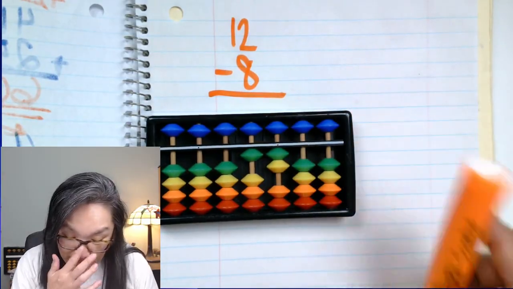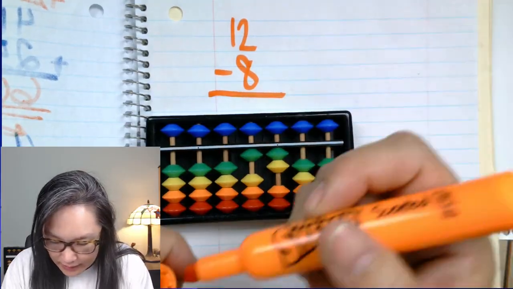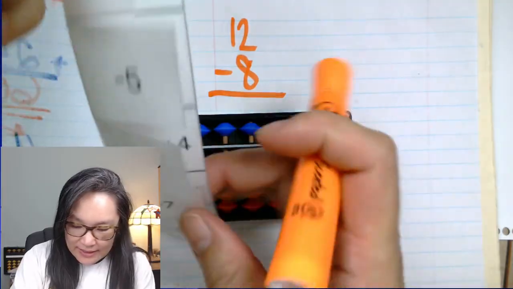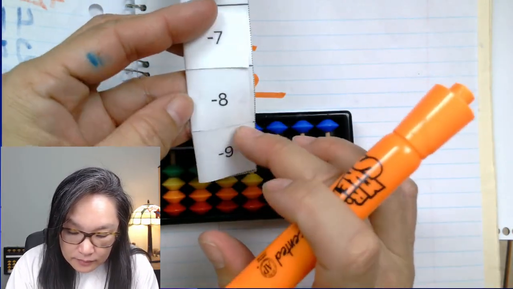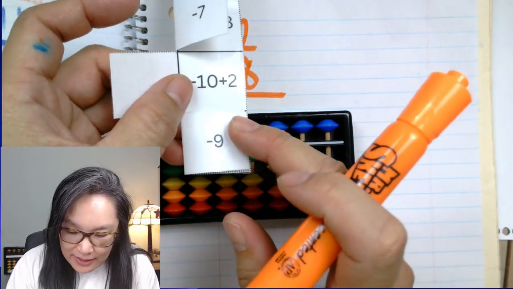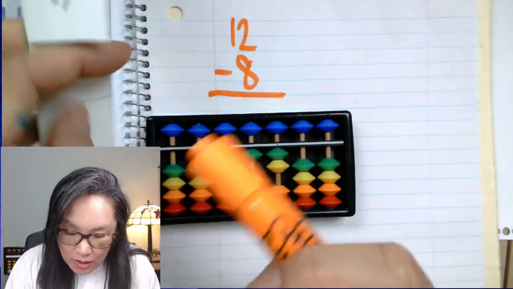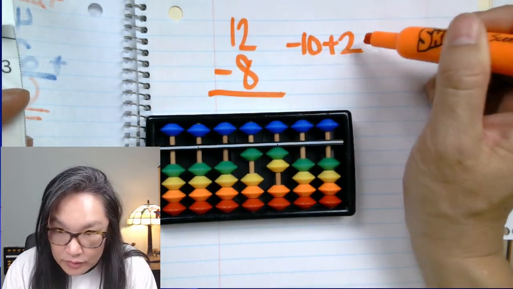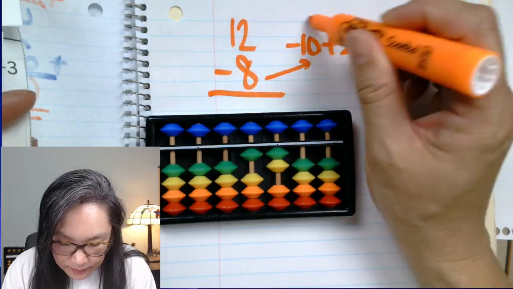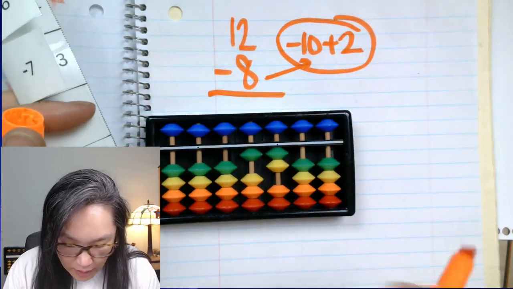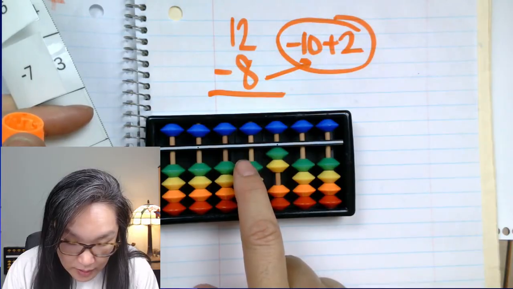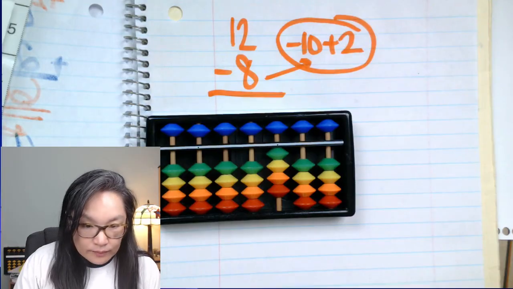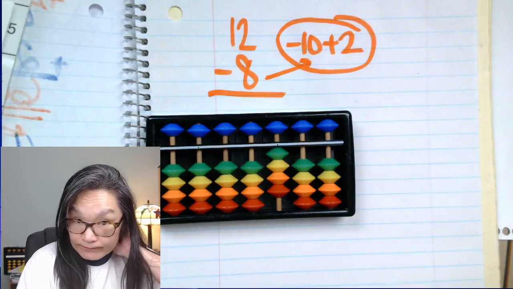But to take away the 8, our formula is, where's our formula? Minus the 8 is minus the 10 plus the 2. So I'm going to minus the 10 plus the 2. That's what this is. So we're going to substitute that. I'm going to take away the 10 and then plus the 2. So my answer is 4. And that's it. That's it.